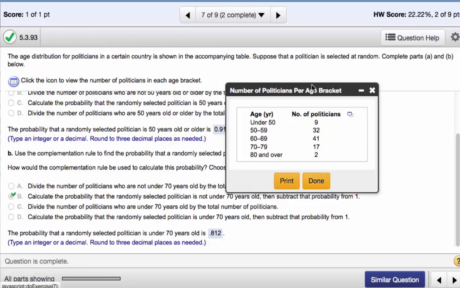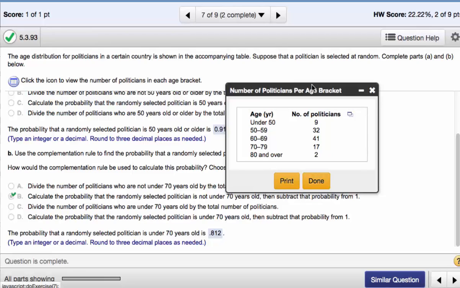Gina, did you get it? Mm-hmm. Tell me how. You take the 80 and over, which is 2. 2 over 101. So 2 divided by 101. And then that would come out to 0.0102. Don't worry about the numbers. Go ahead. So 2 divided by 101, and then 1 minus that answer.